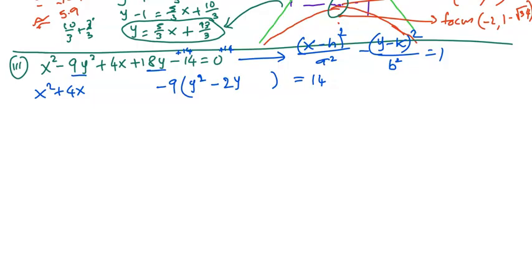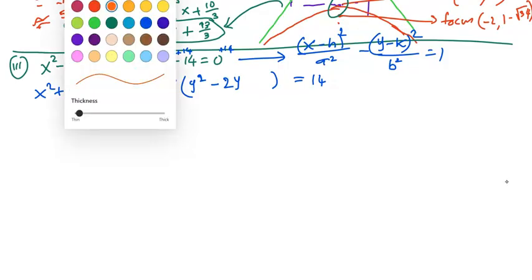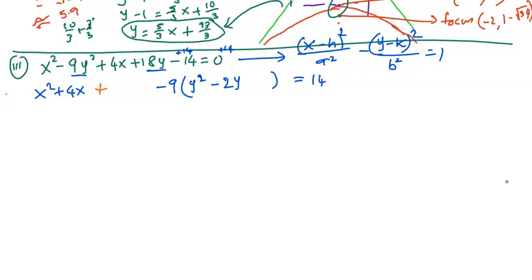If you want to complete the square, I need to add half of 4, which is 2, and 2 squared is 4. I need to add 4, which means I need to add 4 on the other side too. Here I need to add half of 2, which is 1, and 1 squared is 1. So I need to add 1. But remember that in this case, I'm multiplying by -9 everything inside the parentheses, so I'm really adding -9 there. Do you see that? -9 times 1 is -9.